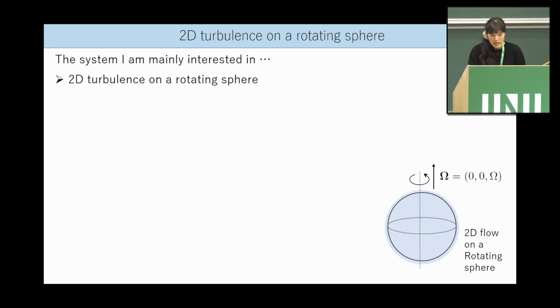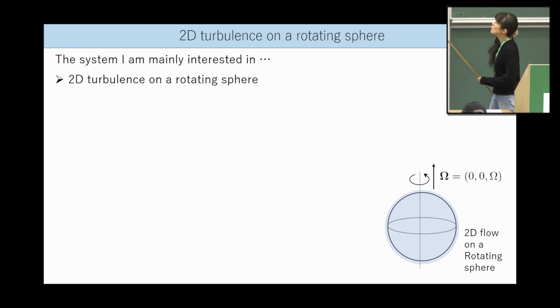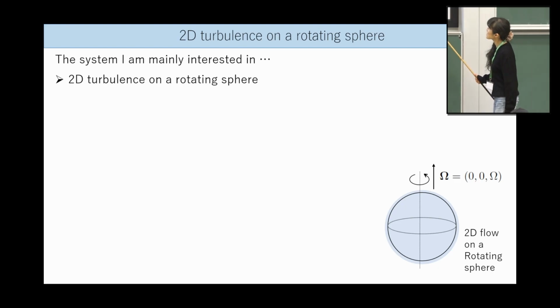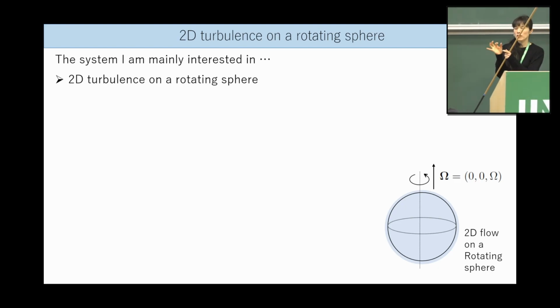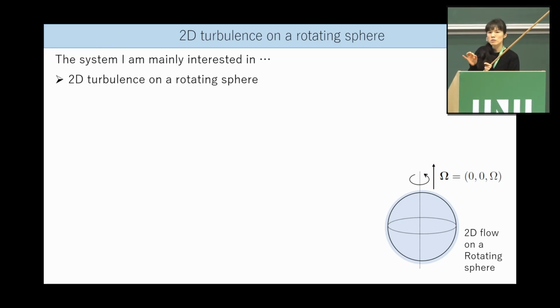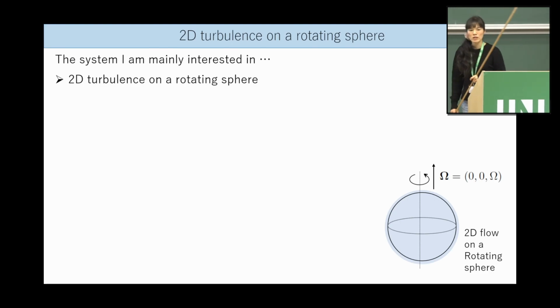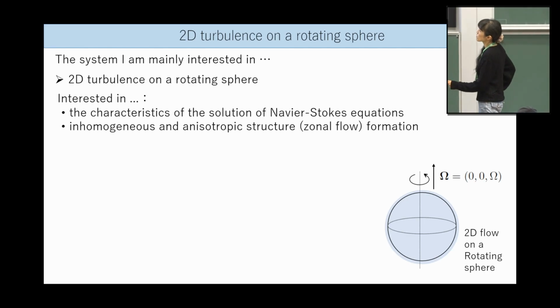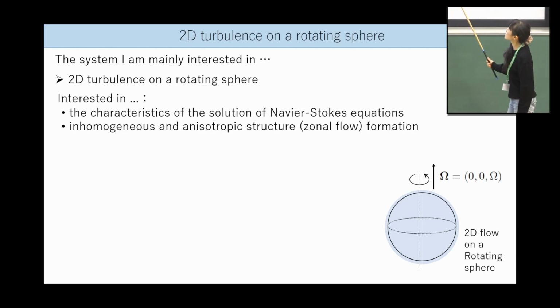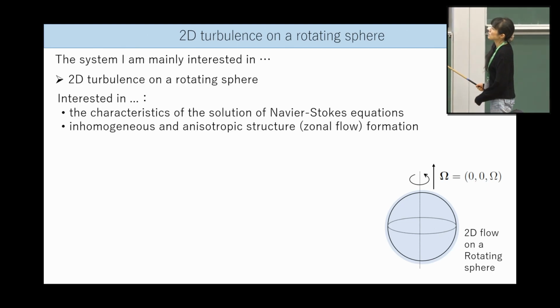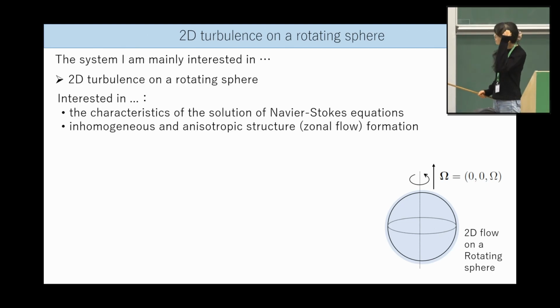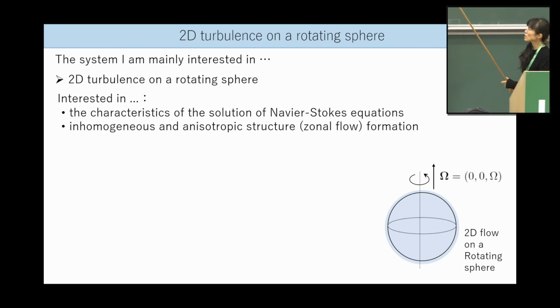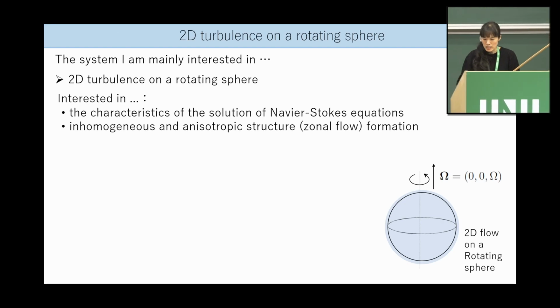So let's start. Well, the system I'm mainly interested in is the two-dimensional flow on a rotating sphere. So please imagine a rotating sphere, and we have a very thin fluid film with infinitesimal thickness, and we consider flow dynamics in that thin film. I'm interested in this system in terms of the characteristics of the solution of the Navier-Stokes equation itself. And also I'm interested in the inhomogeneous and anisotropic structure formation, which is zonal flow formation, precisely.